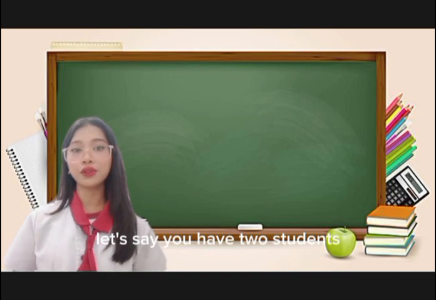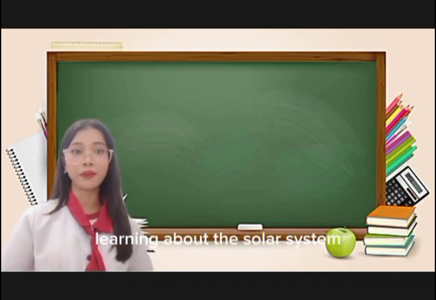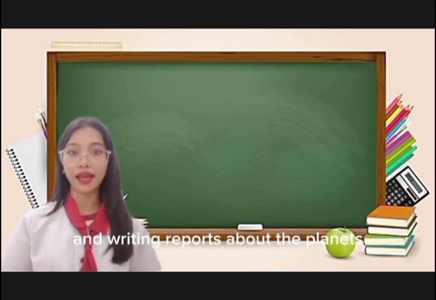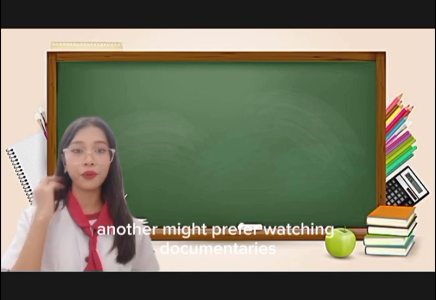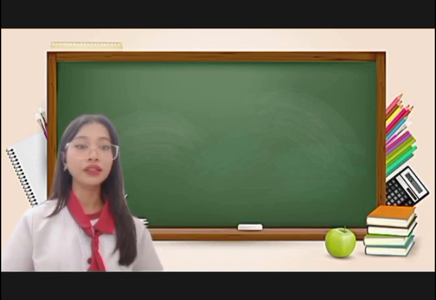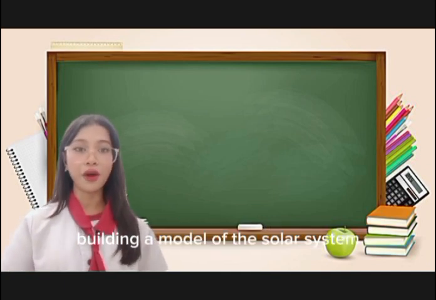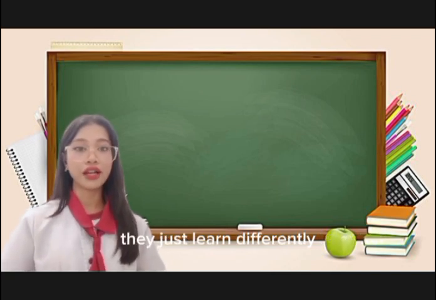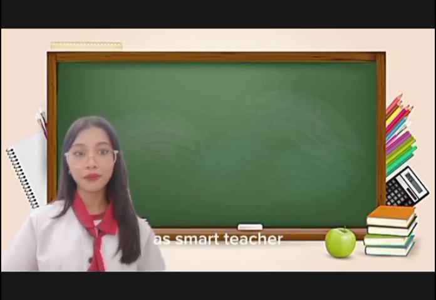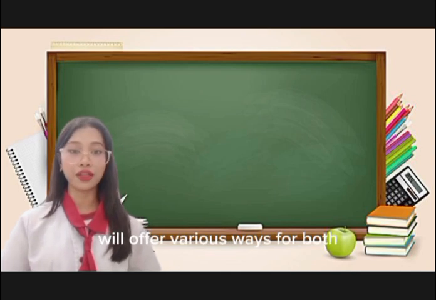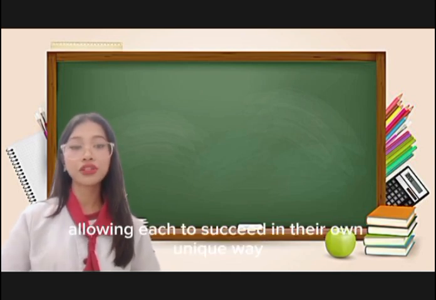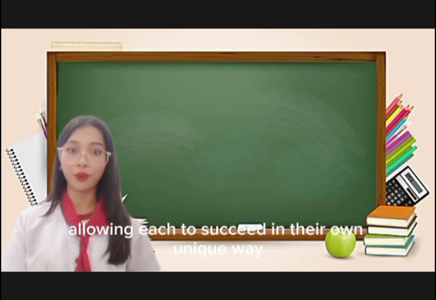Let's say you have two students learning about the solar system. One student might love reading books and writing reports about the planets. Another might prefer watching documentaries, building a model of the solar system, or drawing diagrams. Neither way is better, they just learn differently. A smart teacher will offer various ways for both students to engage with the material, allowing each to succeed in their own unique way.